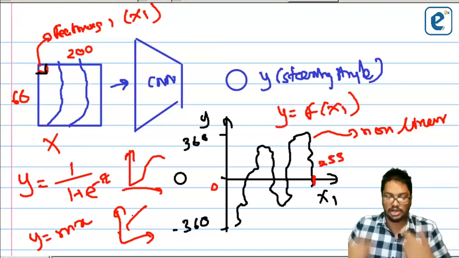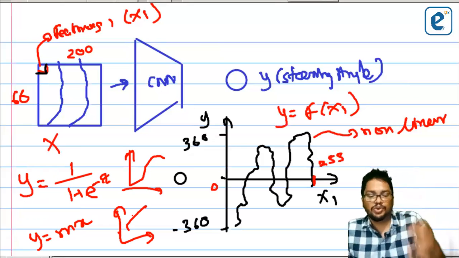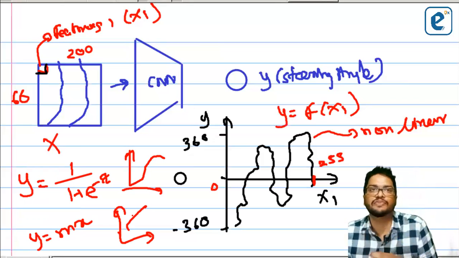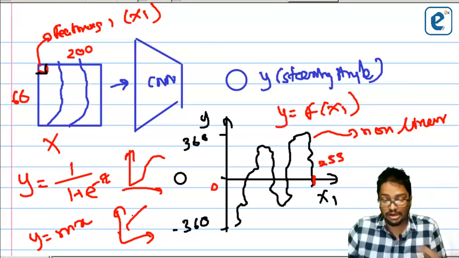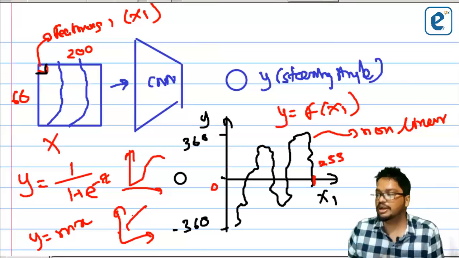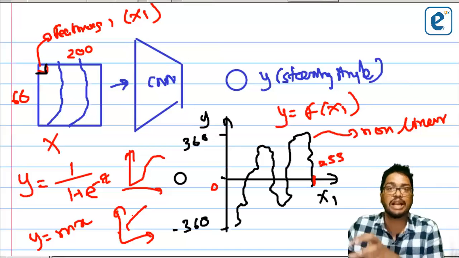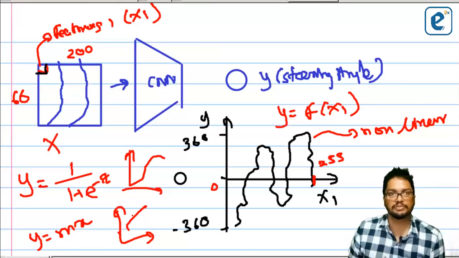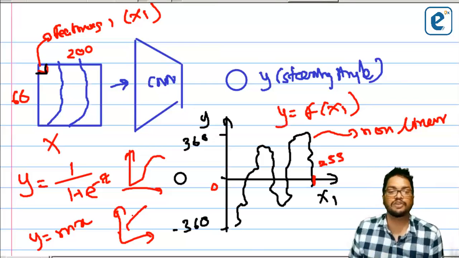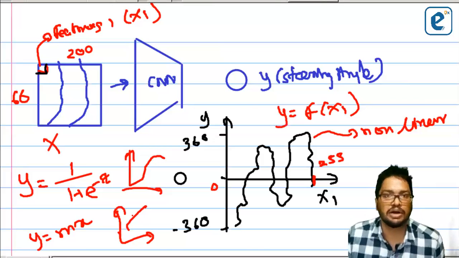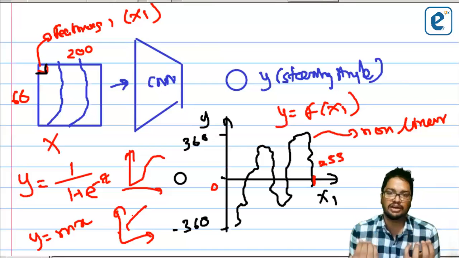So what's going to happen if you have several layers and you are using non-linear activation functions? Your x will be mapped to y using a non-linear equation. So the mapping function from x to y will definitely have a non-linear relationship. We know the pixel value will not have a linear relationship with y. It will definitely be non-linear, so keep that in mind.